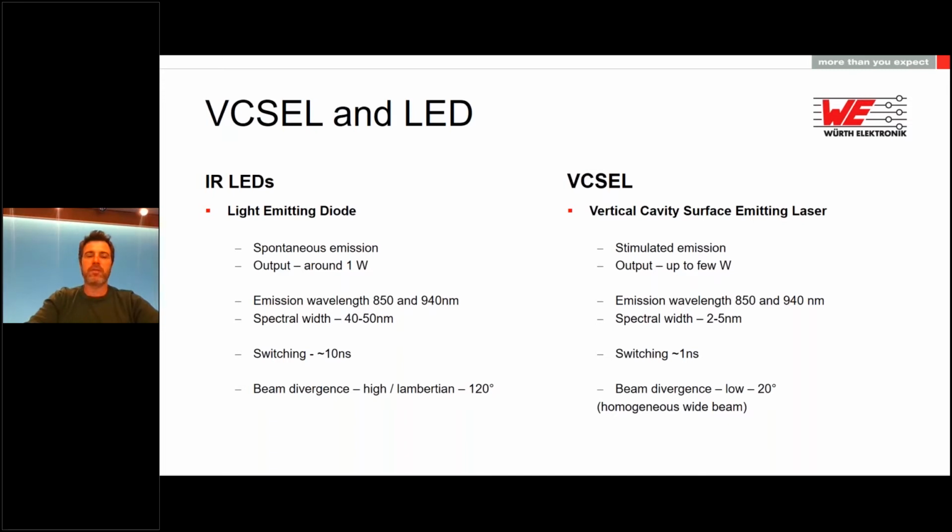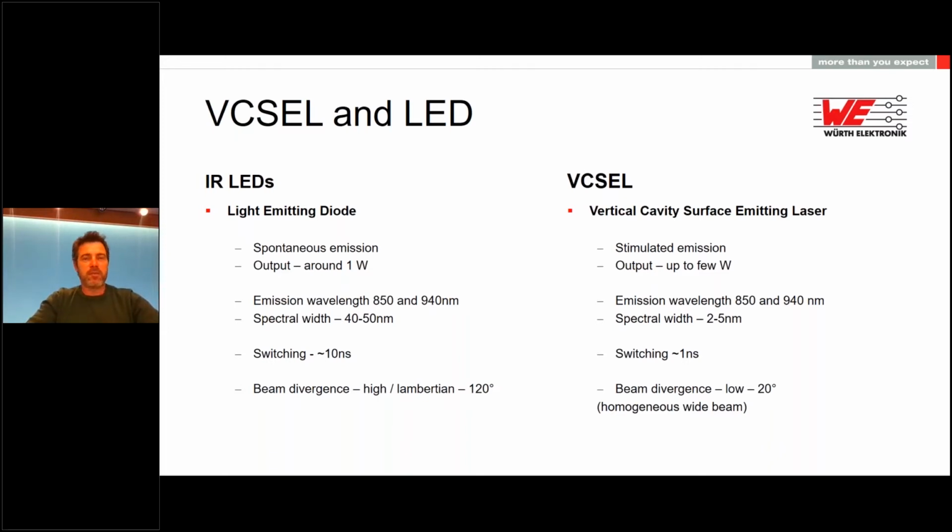The main differences between the light emitting diode and the VCSEL are the type of emission. For the LEDs, we have the spontaneous emission output, and in comparison, the stimulated emission allows a higher power output, a higher driving current, and a higher power output. For light emitting diodes, where we have maximum output of around 1 watt, VCSEL can go up to 4 or 5 watts. The difference also is in the wavelength.